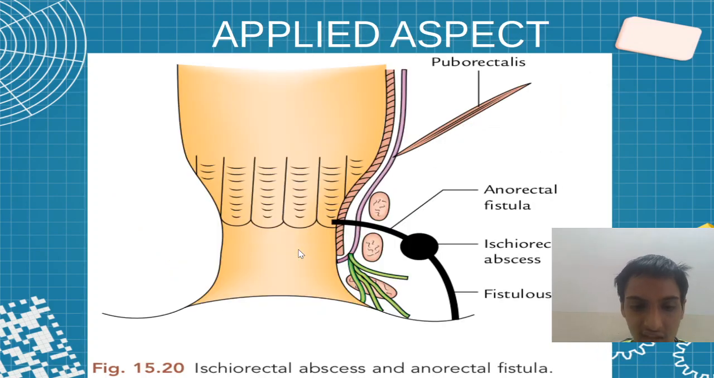Applied aspect, we have the ischiorectal abscess and anorectal fistula. So what we can see is in the anal canal, there can be a formation of the abscess that is called as ischiorectal abscess. First it forms a fistula, then you are getting the abscess and then it develops into a fistulous tract. And extra, this is puborectalis muscle.